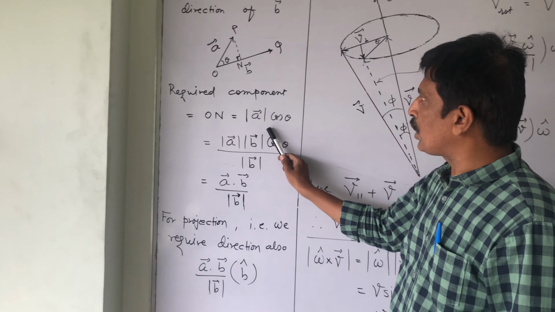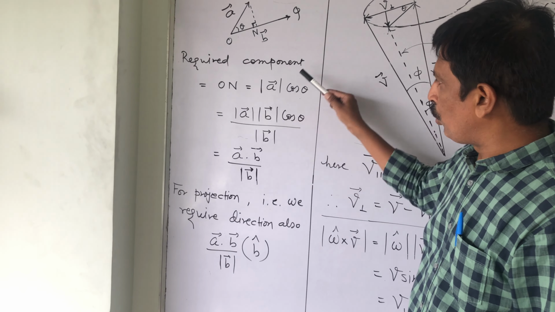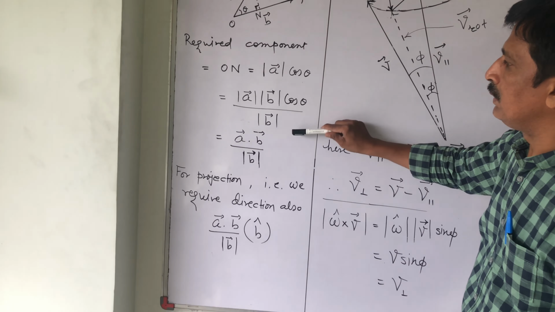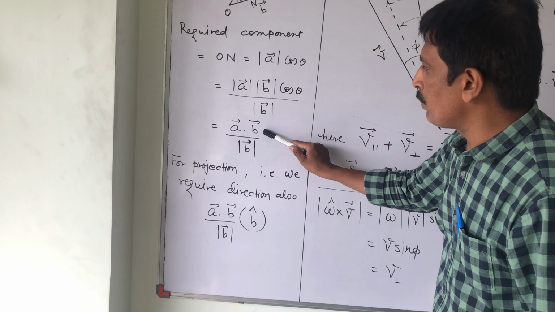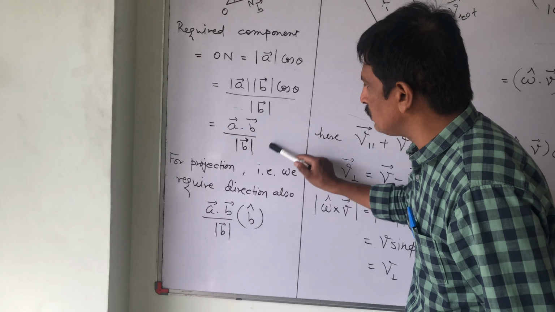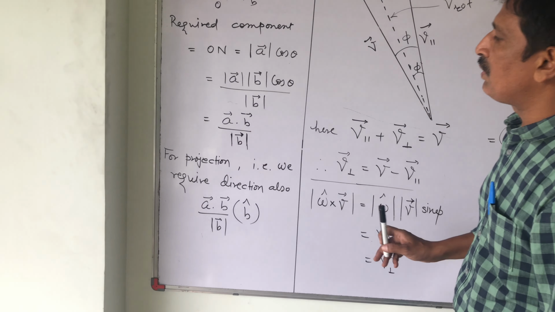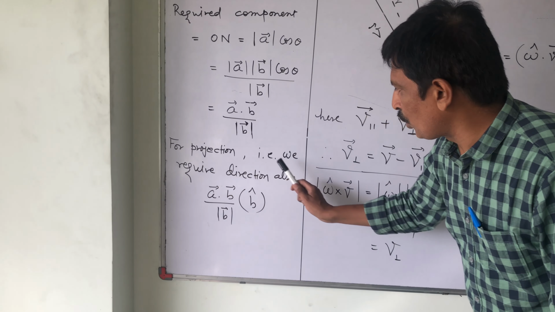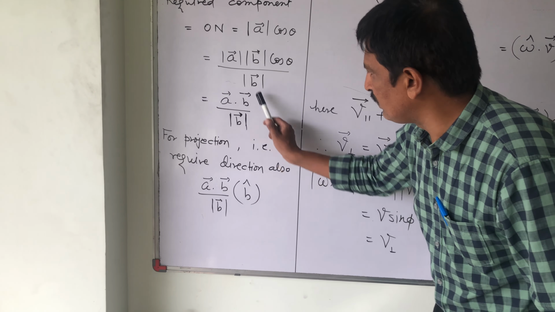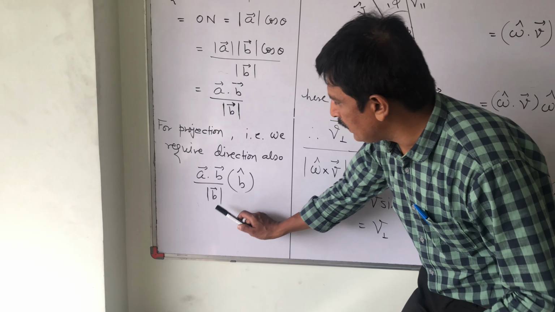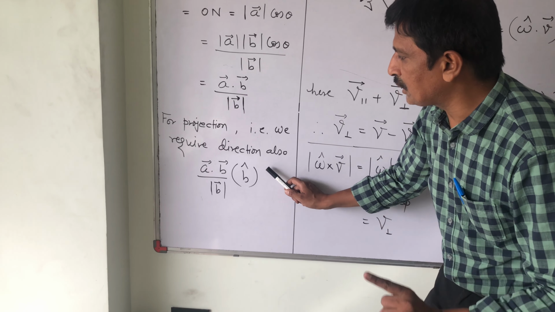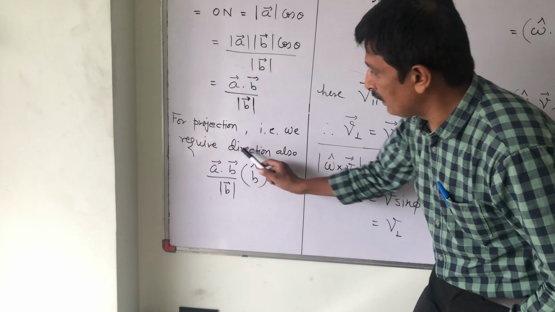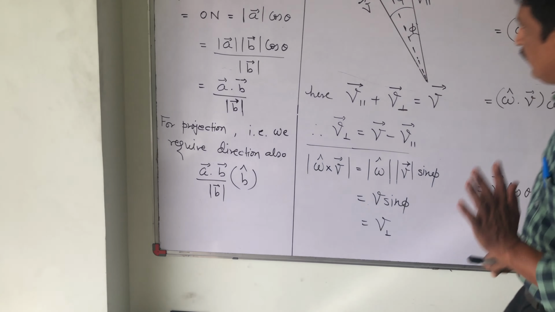It is mod A cos theta. Multiplying both numerator and denominator by mod B, we get A dot B upon mod B. But it is the component with plus or minus sign. We require direction also, and then it is called the projection. So for projection we have to multiply it by B cap, because it is in the direction of B. So A dot B upon mod B into B cap is the projection of vector A in the direction of B. We require this formula here.